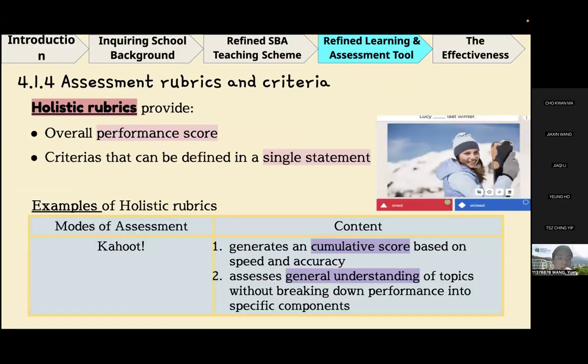Next. So holistic rubrics provide an overall performance score. And in our plan, one of the examples is the Kahoots, because it generates a cumulative score based on speed and accuracy and assesses general understanding of the topics without breaking down the components.